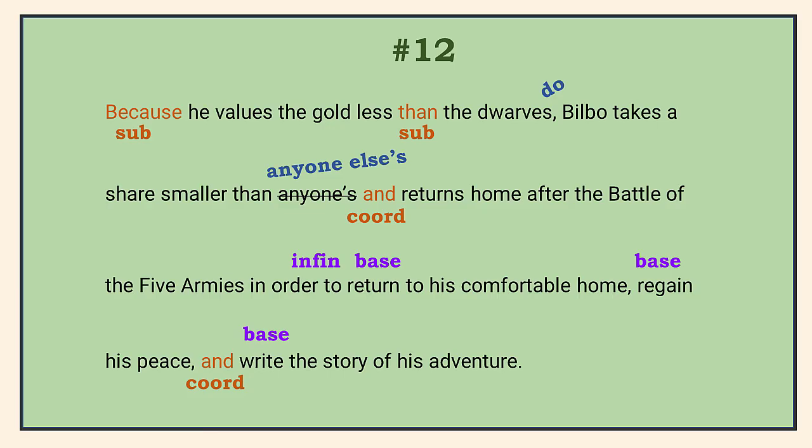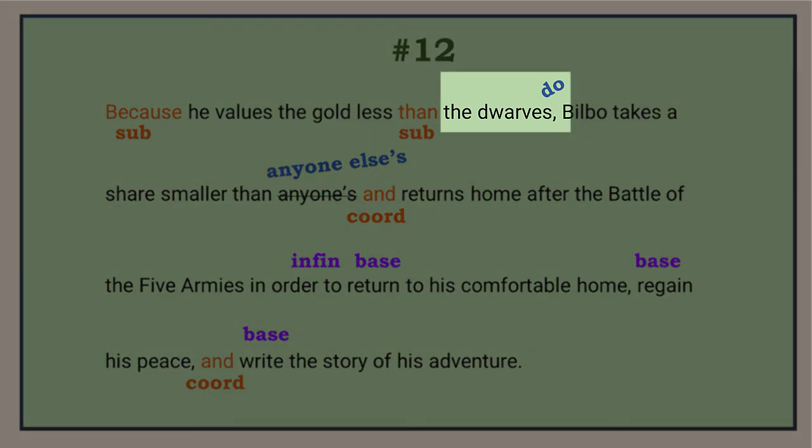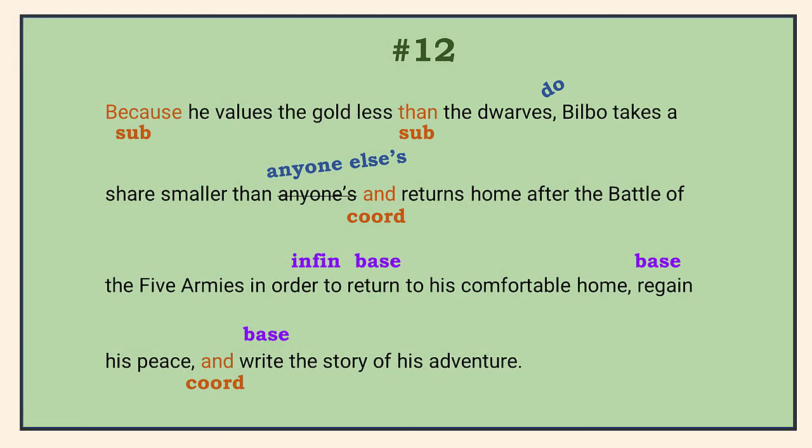Number 12. Number 12 begins with another ambiguous comparison. Does Bilbo value gold less than he values the dwarves? Or does he value gold less than the dwarves value gold? As with number 11, the meaning might be assumed from the context. However, grammatically this is considered an error. We can use an elliptical construction do instead of values gold.